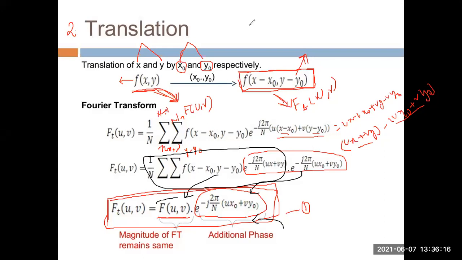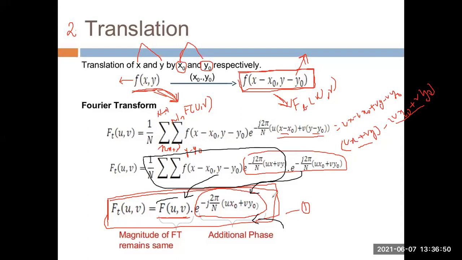Fine. Is it clear to all of you what the translation property says? Is it clear? Yes, sir. Or any doubt regarding translation? What is happening in translation? Yes.